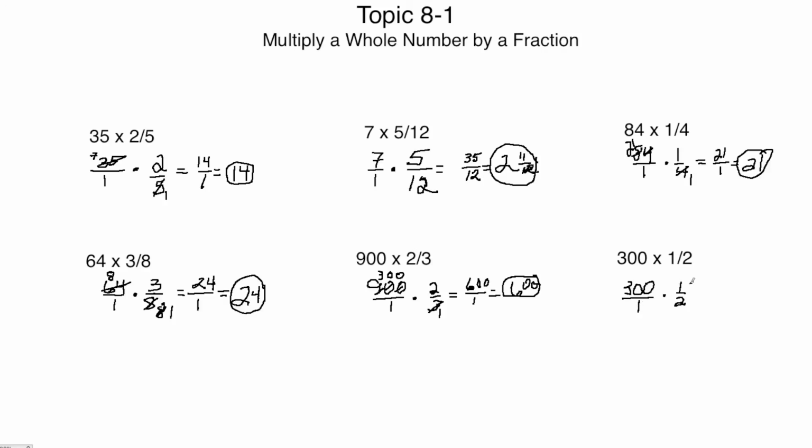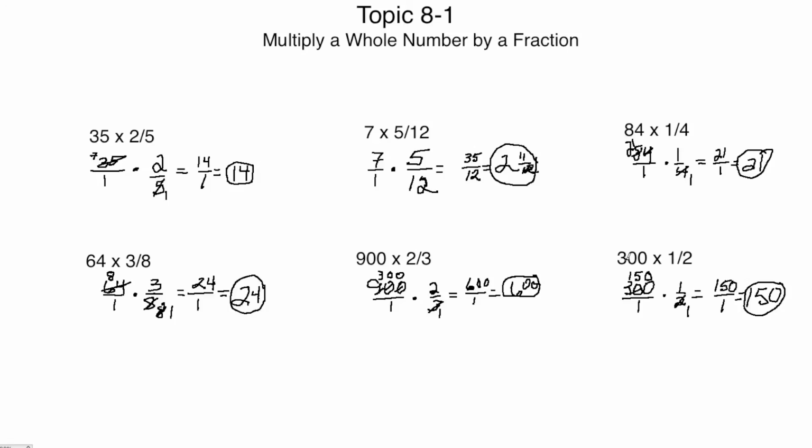Step 1, cross factor. Can we cross factor 1 and 1? Nope. Can we cross factor 2 and 300? Yep. 2 goes into 2 once. 2 goes into 30 15 times. Add a 0. So now multiply straight across. Step 2. 150 times 1 is 150. 1 times 1 is 1. And 150 divided by 1 is 150. Circle your answer. Did you get that?